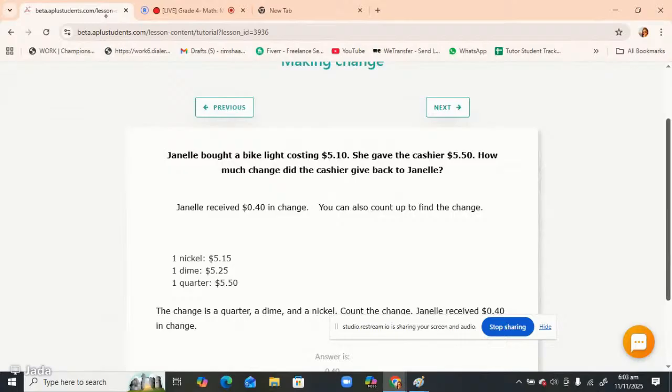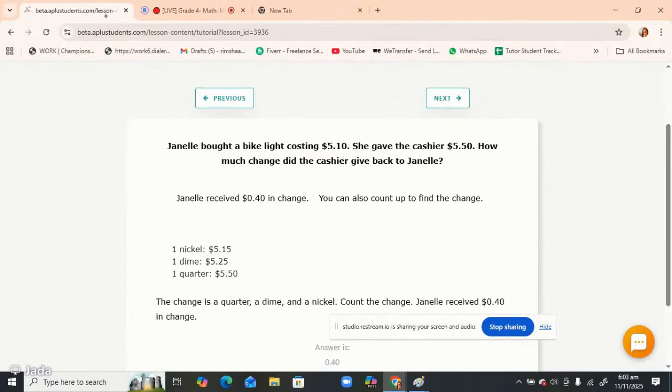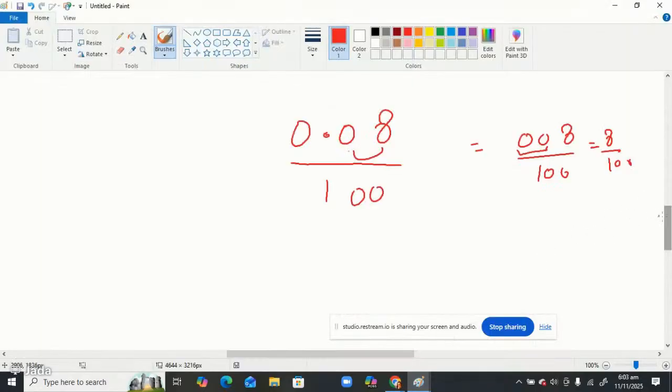Okay. So making change. The first question is: Janely bought a bike light costing $5.10. She gave the cashier $5.50. So how much change did the cashier give back to Janely? So we are going to subtract 5.10, the cost, from the total she gave, 5.50. Let's see how to subtract.